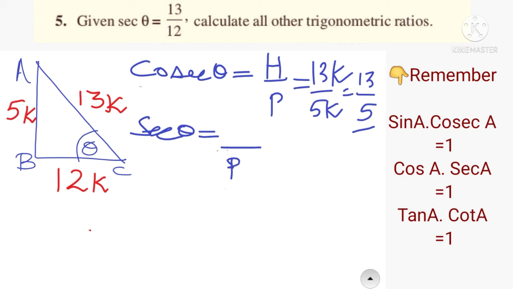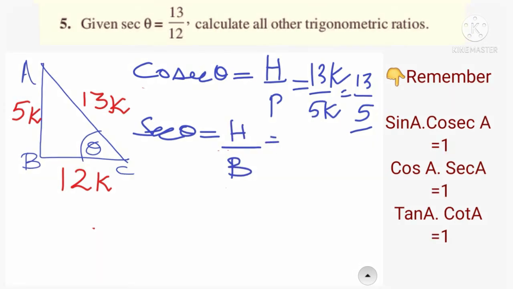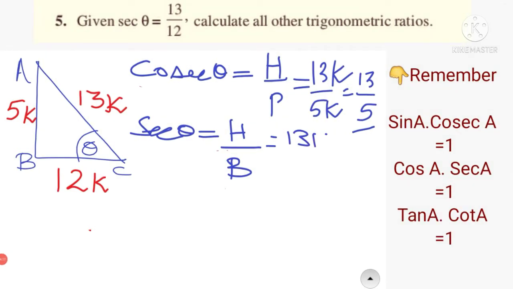Cos is b upon h, write in reverse order. Since cos theta is base upon hypotenuse and secant theta is the reciprocal of cos, we get hypotenuse upon base, which gives me 13k upon 12k. So the value of secant is 13 by 12, and otherwise if you see, the value of cos was 12 by 13, you can directly write the reciprocal, as we have already written those values.